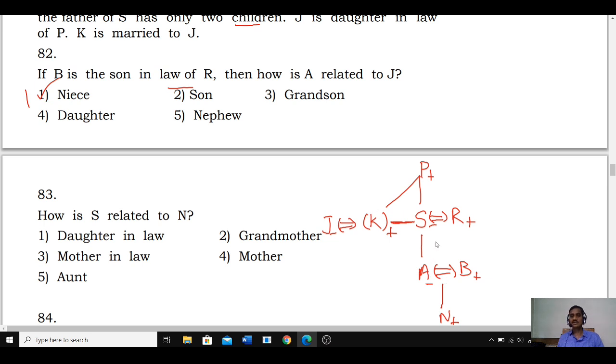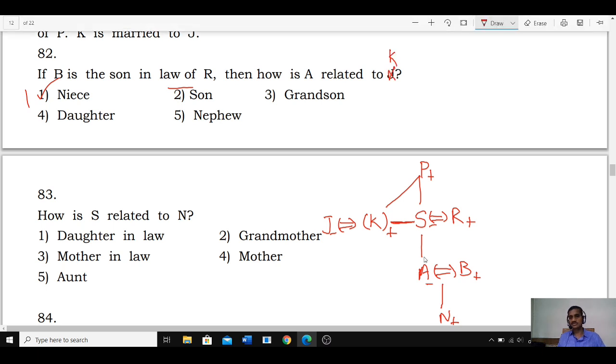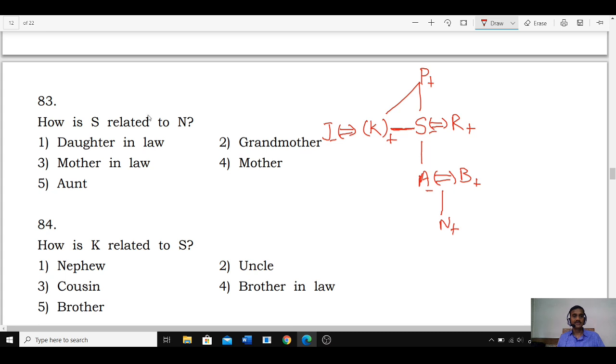To K she is a niece. Then how is A related to K? This is the correct answer: niece is the answer. Then how is S related to N? S related to N, N's mother's mother. Mother's mother is grandmother, that is choice 2. 83, it is choice 2.